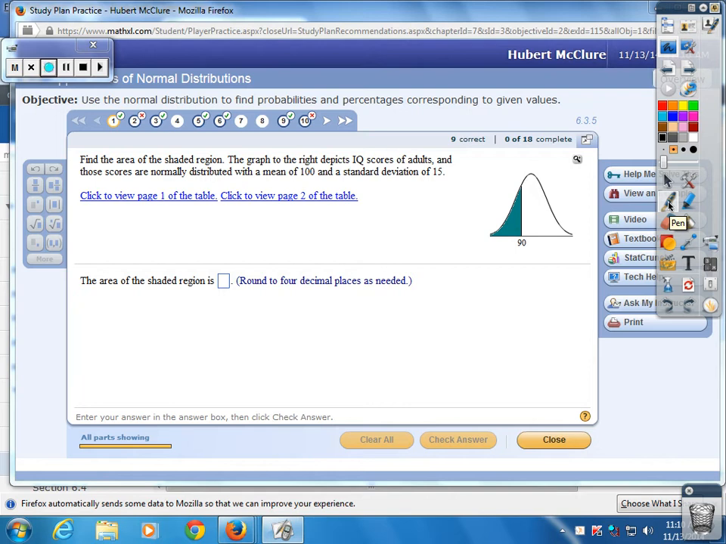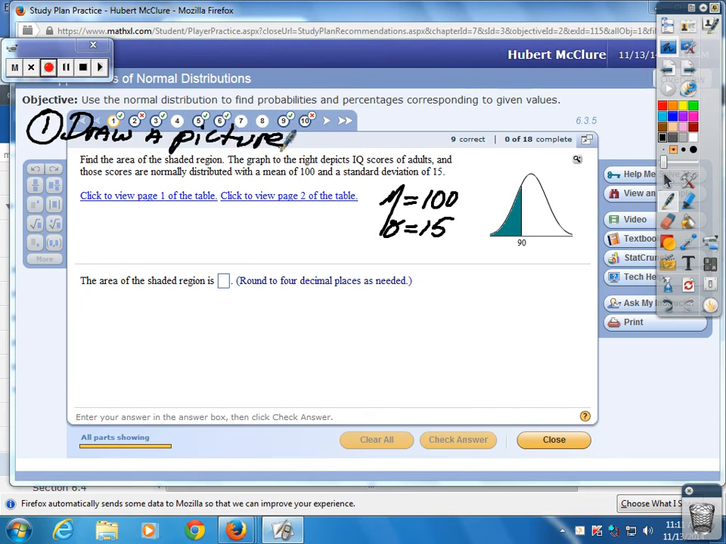All right, first of all, you write down what's important. Find the area of the shaded region. That's the green region, or black, whatever it looks like to you. The mean is what? And the standard deviation is 15. So you can't look up 100 and you can't look up 90. So the first thing I tell students to do is draw a picture. Second thing I tell them to do is get information: get mean and standard deviation.